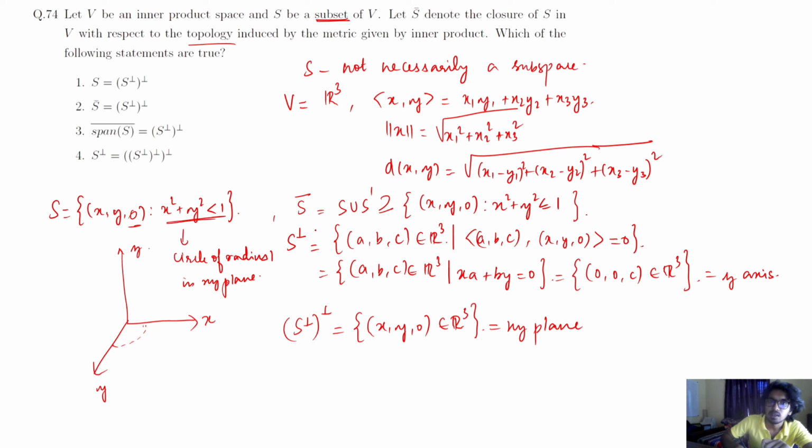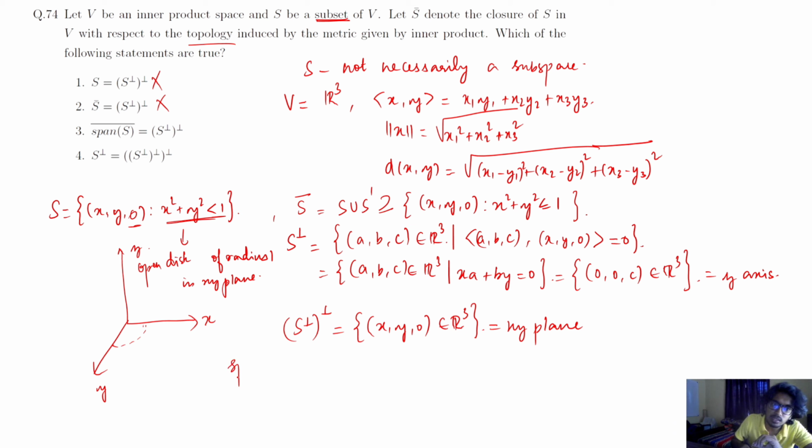It is some set consisting of this set, this one. This closed disk, actually not a circle, a closed disk. It is not a circle, it is a disk of radius 1, open disk of radius 1. And it will contain some points in the space. So these two are not the same, and this S is not the same as the complement of the complement. So options 1 and 2 are not true.